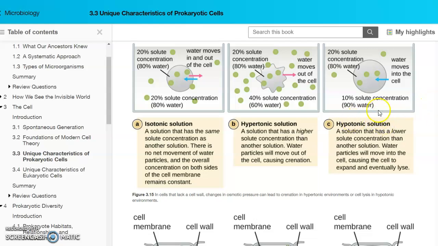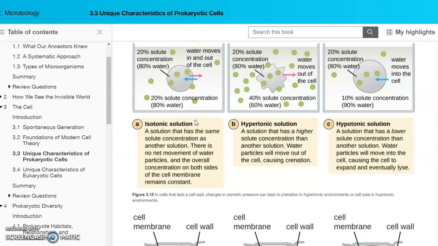Now, in a hypotonic solution, we've still got our 20% solute concentration inside the cell, but outside the cell we have a 10% solute concentration. So this solution is hypotonic. It has less of a solute concentration. Water, again flowing to where there's a higher concentration of solutes, goes into the cell. This is going to continue until we get to an equilibrium or the cell explodes. It lyses, it ruptures. So we need this condition of isotonicity.